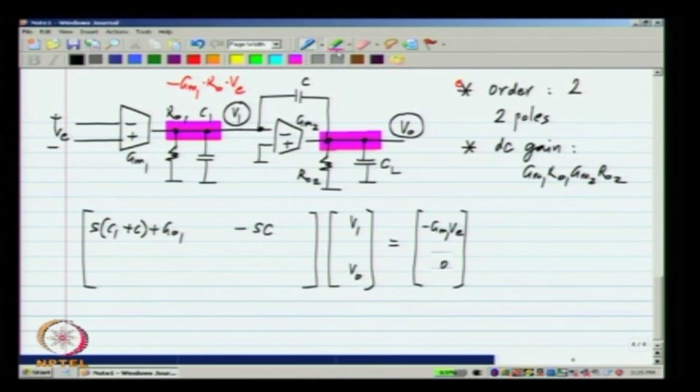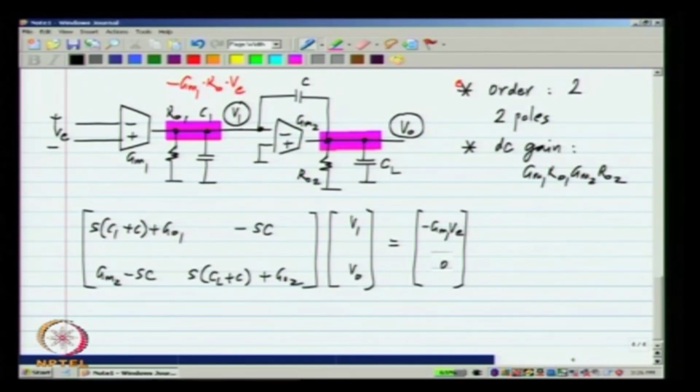Now, similarly, the entry here is the total conductance at the node containing V0. So, that is sCL plus sC plus GO2, and the entry here is the current being drawn from this node due to the voltage on that node, and that happens due to two components, one is sC and the other one is GM2. It turns out that we will get GM2 minus sC here.